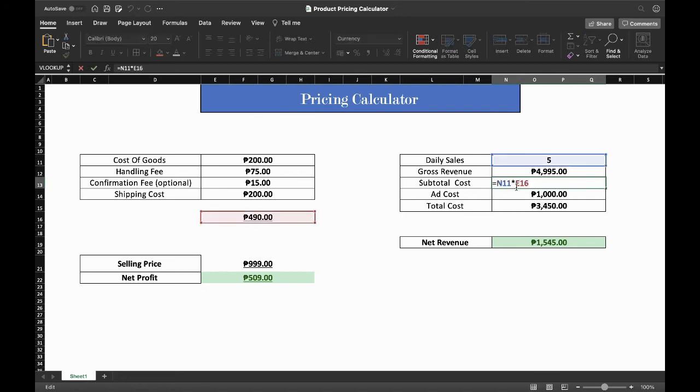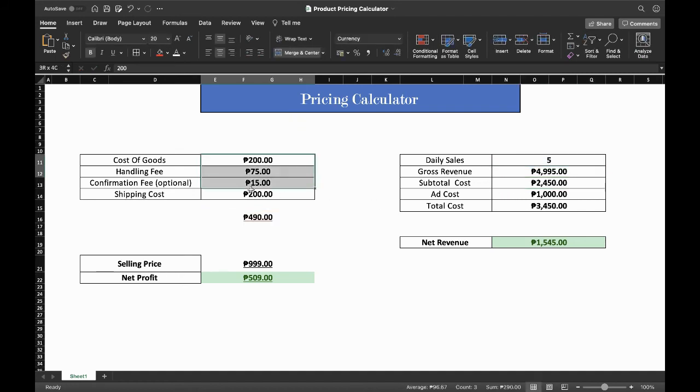Here you have your sub cost, how much it takes to sell each product. Remember, it's 490. So you multiply the 490 times the 5 sales, because this 490 is what it takes to have that order shipped out and delivered to your customer, including the cost of goods. So now your total sub cost is 2,450. Again, multiply this times the number of sales, and you have your total sub cost.